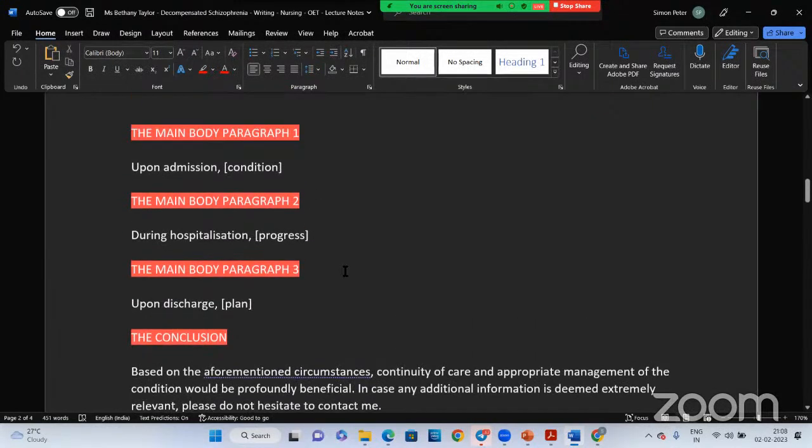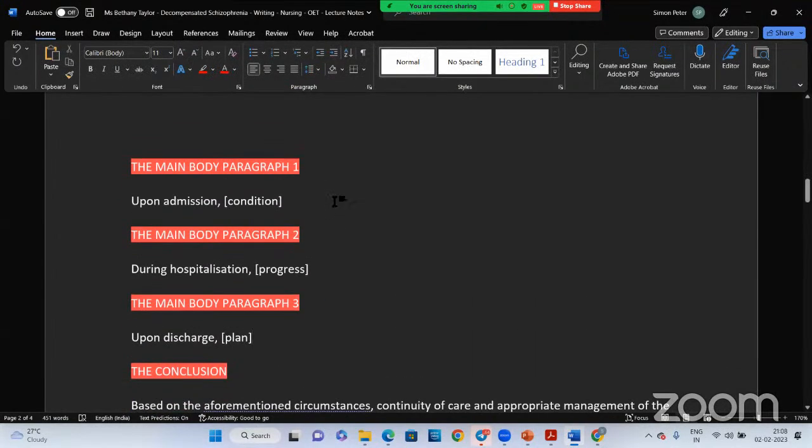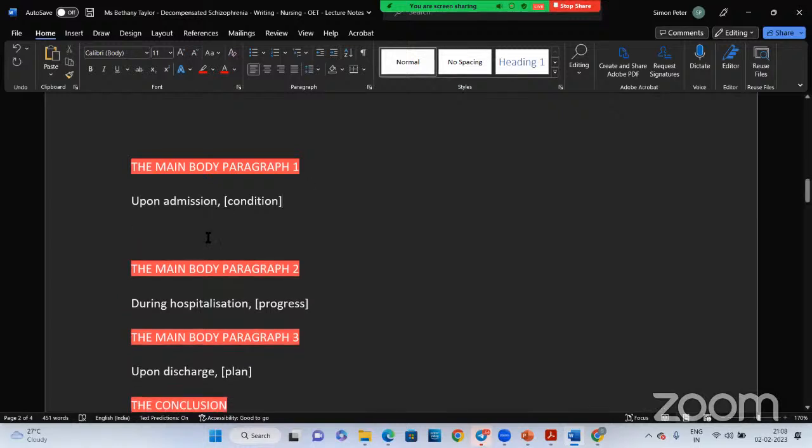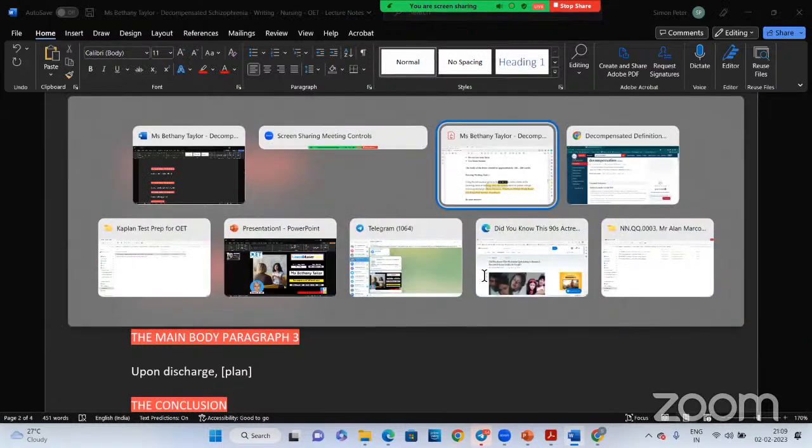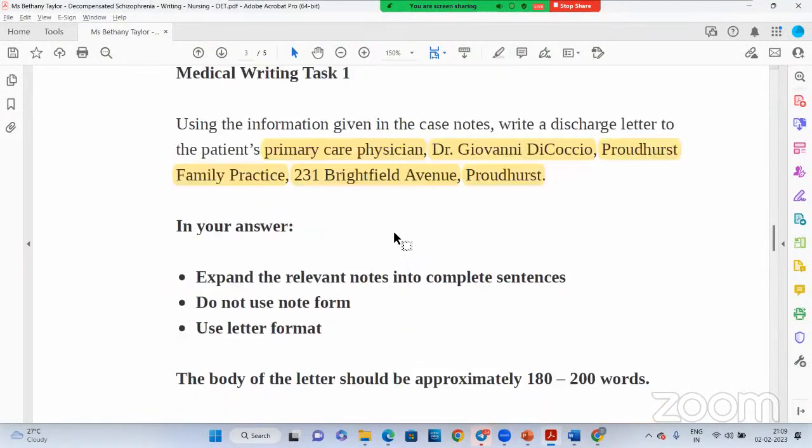Okay. Now let us check the sentences. How are the sentences we are going to write here? Upon discharge, what will come? So you'll begin the paragraph with upon discharge, during hospitalization, upon discharge here, upon admission here, sorry. So this is how things go. Now first in the main body paragraph, what will we write here? Okay. Now, upon admission, how was the condition? Now let us see here.